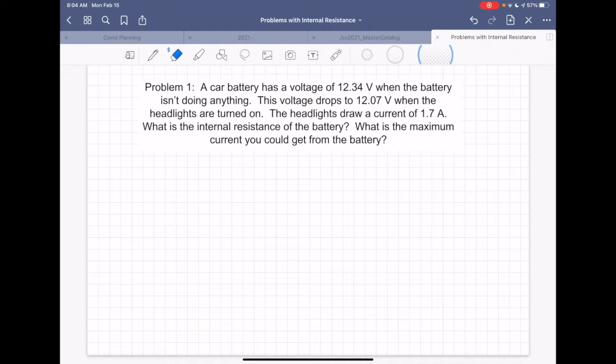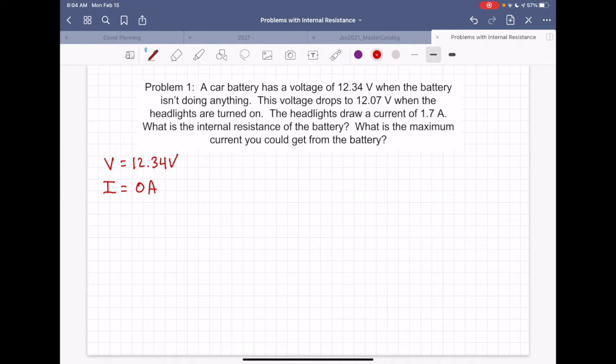Here's a little bit of help solving problem number 1. In this problem, we're trying to see if our car battery is any good. So we start by measuring the voltage of the battery when the battery isn't doing anything. That means we have a voltage of 12.34 when the current from the battery is 0.